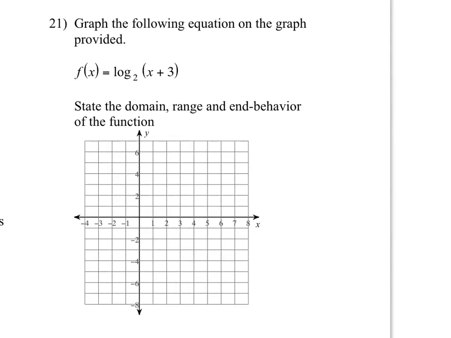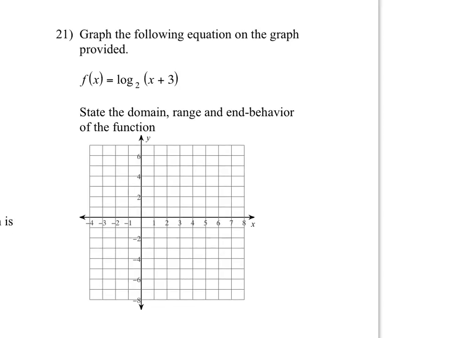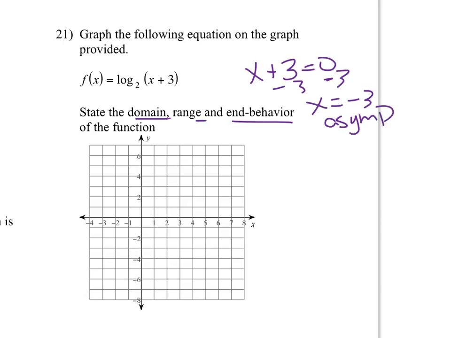This is log, so it's technically not review, but we did do it on the last quiz, so it sort of is. Most of this test, I guess, is review. When we're doing this, we want to state the domain, range, and end behavior of the function. But remember that x plus 3 equals 0, or x equals negative 3, that's your asymptote. So we draw that. That's our asymptote. The graph will not cross that, and it will stay on the one side.